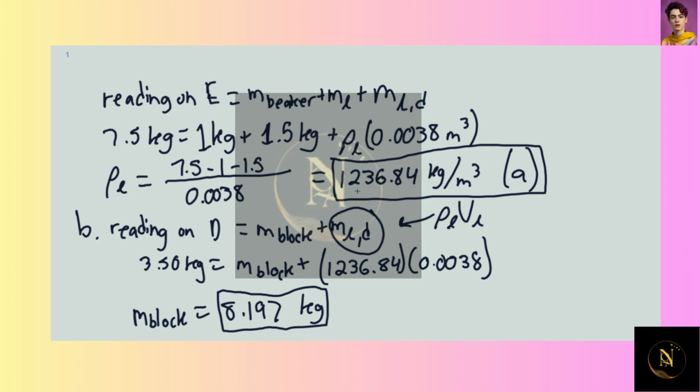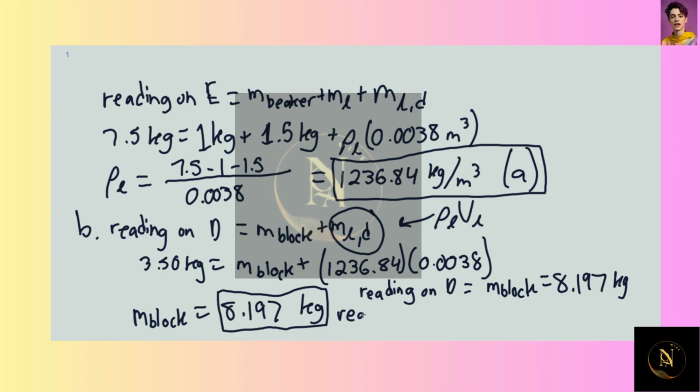So if block A is pulled, the reading on D will simply equal the mass of the block. And this is going to be, of course, again, 8.197 kilograms.